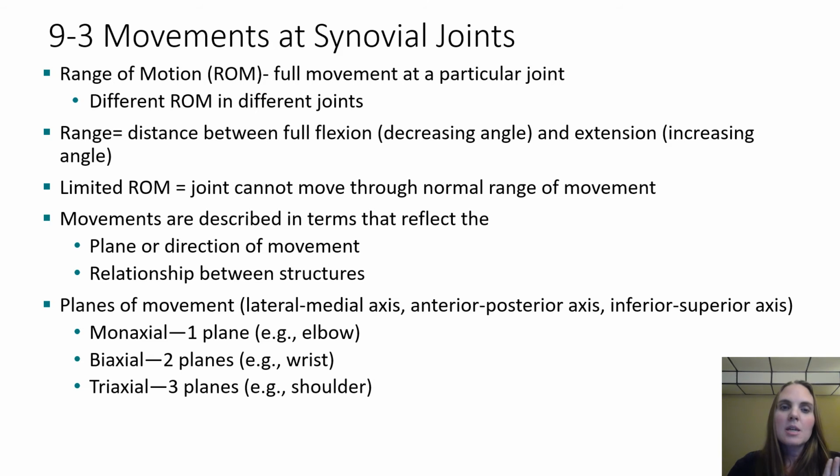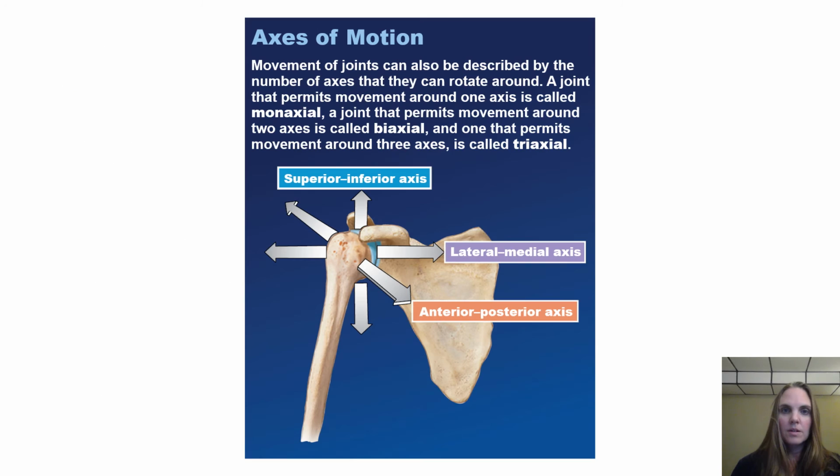So when we're talking about these planes of movement, we're talking about a lateral medial axis, an anterior posterior axis, and an inferior superior axis. And this slide is just giving you an idea of what we're talking about when we're talking about those different axes of motion, the lateral medial, inferior posterior, and superior inferior axis.